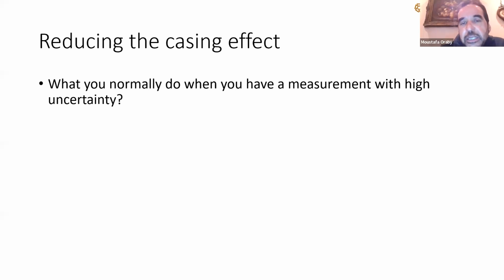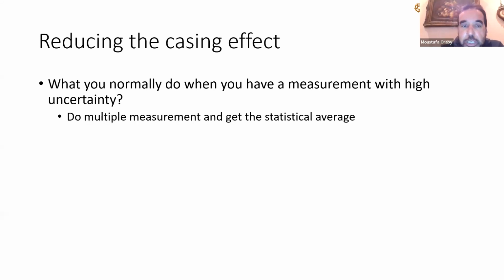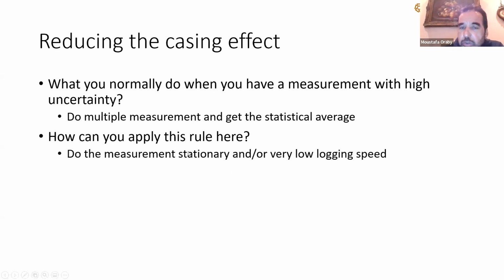In this case, it puts some limitations on the tool for the speed. Sometimes you need to run it stationary. So it puts some limitations on the tool, but it's doable. You do multiple measurements and get the statistical variation. How can you apply this rule here? We'll do measurement stationary or at very low logging speed. So you can find your way if you are really in bad need to do a resistivity.